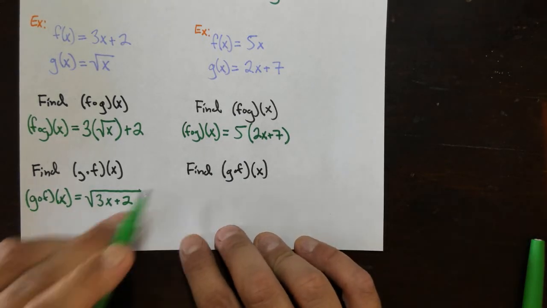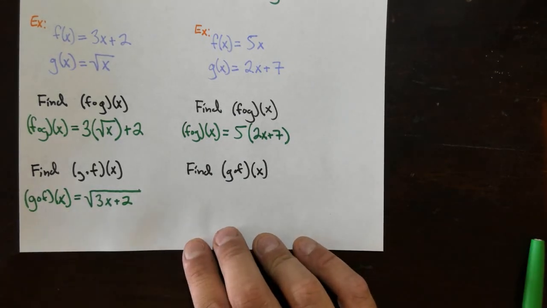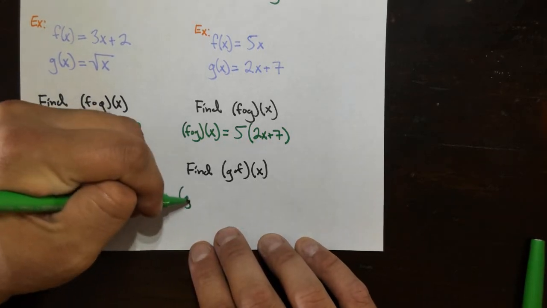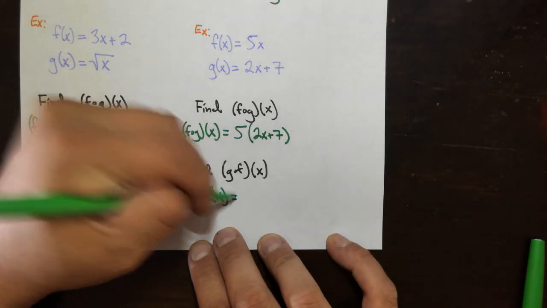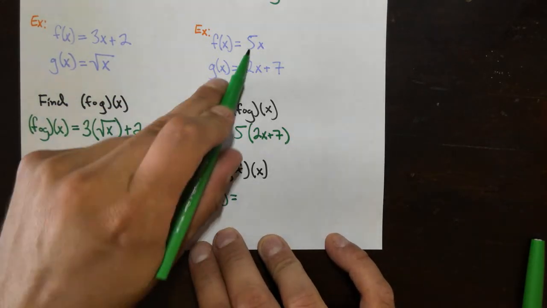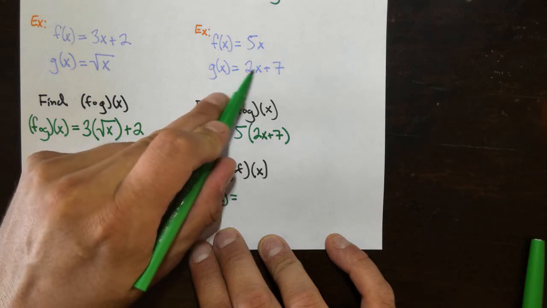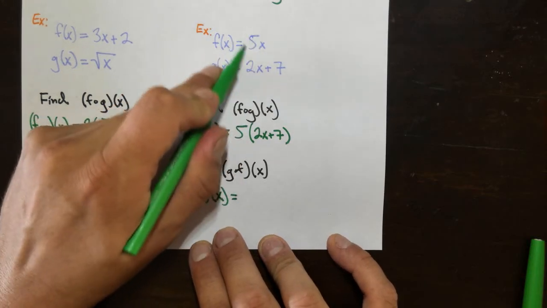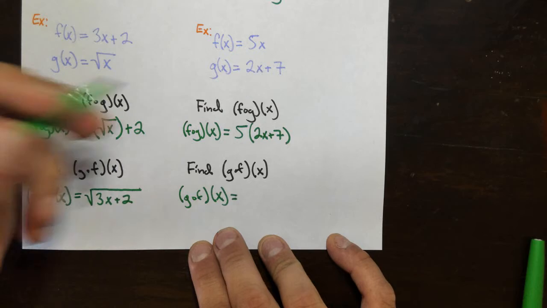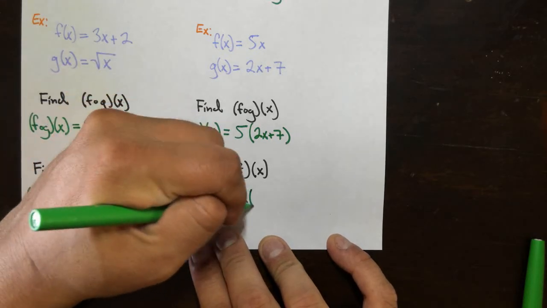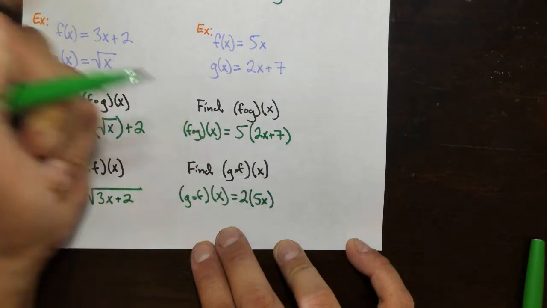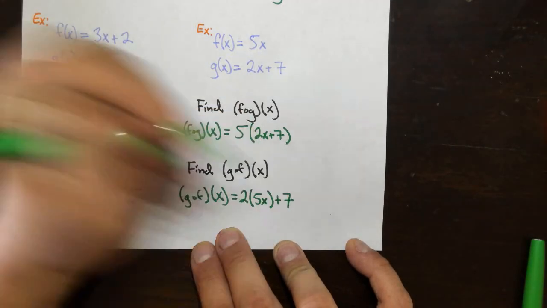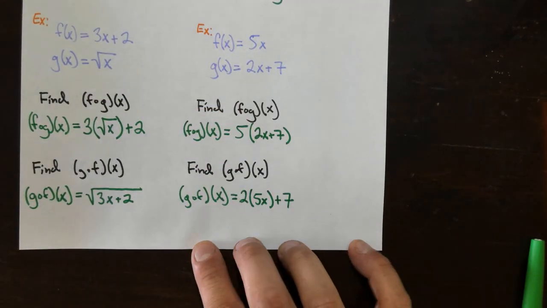Here, g of f of x, I'm going to put f inside of g. So f is 5x, and g is 2x plus 7, so I'm going to put the 5x in for x. Just like that.